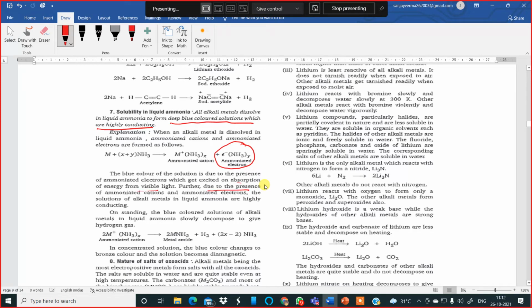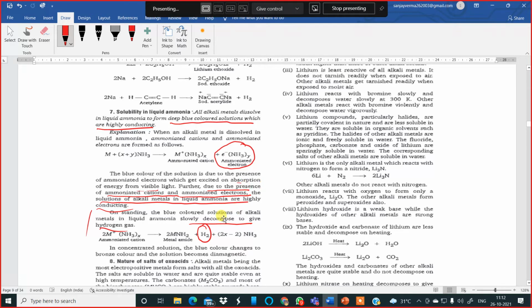Further, due to the presence of ammoniated electrons, cations and ammoniated electrons, the solution of alkali metals in liquid ammonia is highly conducting. So that's important over here. On standing, if you keep it for some time, the blue colored solution of alkali metals in liquid ammonia slowly decomposes to liberate a gas. It is hydrogen gas. Okay.